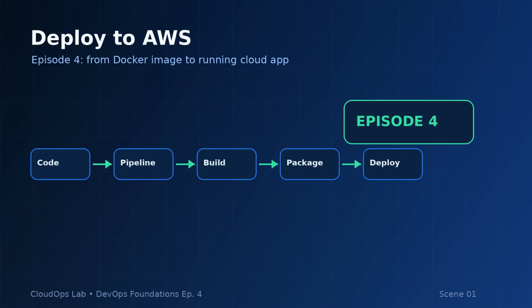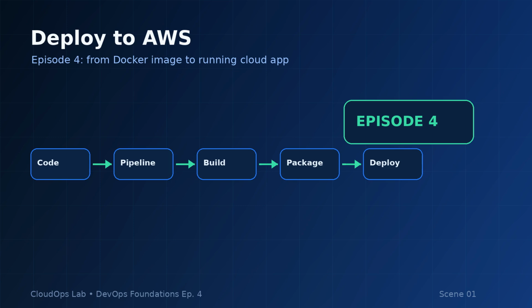This is episode 4 of the DevOps Foundation series. In episode 3, we Dockerized an application. That gave us a repeatable package that can run on a laptop, in CI, or in the cloud. Now we are going to look at the next step, deployment to AWS.